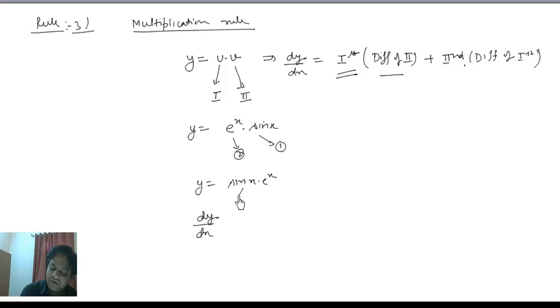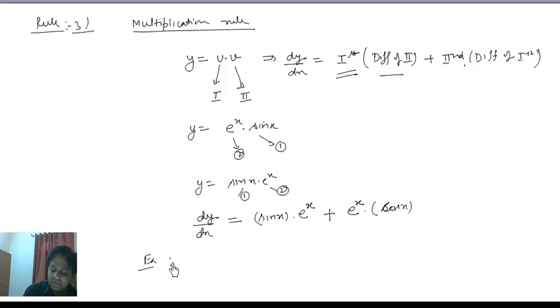So in this example, we put sin x as the first function and e to the power x as the second function. So what I get here: first function sin x as it is, second function e to the power x differentiated, and the differentiation of e to the power x is e to the power x itself. We put a plus sign. Now I keep the second function as it is and differentiate the first function, that is the differentiation of sin x, which is cos x.